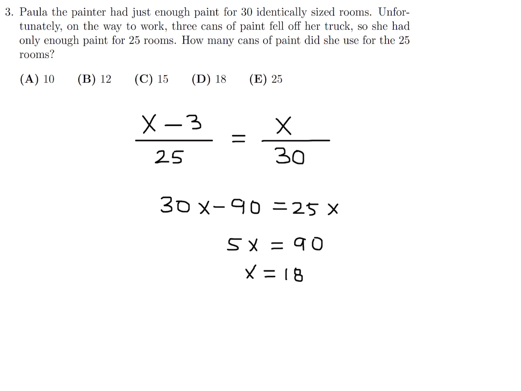Now the number of cans that she uses to paint 25 rooms is x minus 3. So x minus 3 is 15. And therefore number 3, the answer is C.